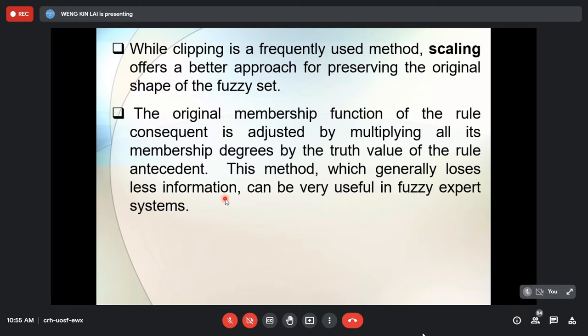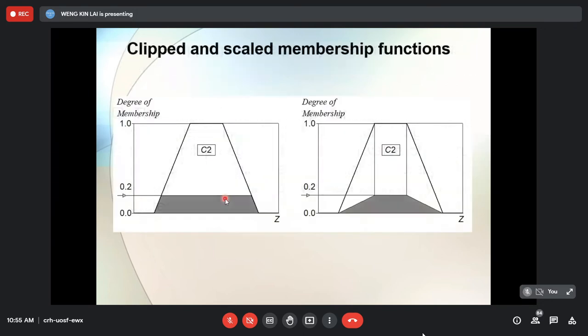So, instead of going to KL, if you use clipping, I might end up in Penang because the error is very large. In this case, if you use scaling and I want to go to KL, maybe I'll land quite close to KL, for example. So this is a visualization of how scaling and clipping work.